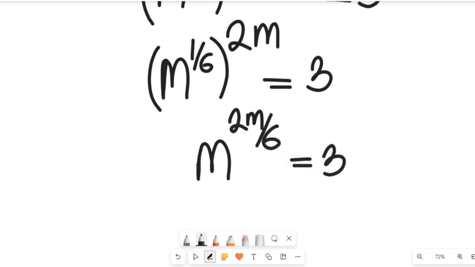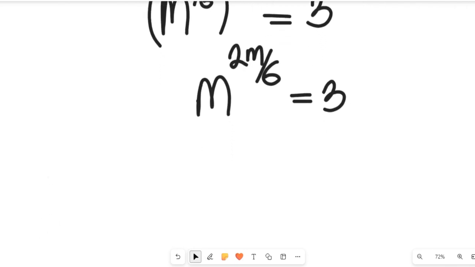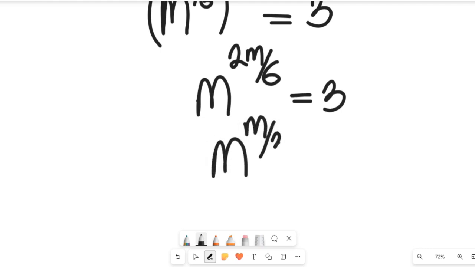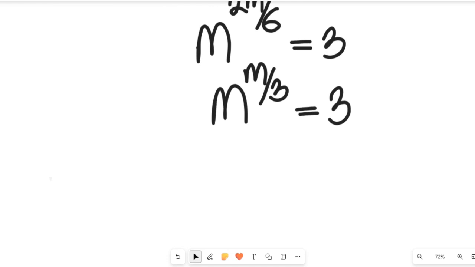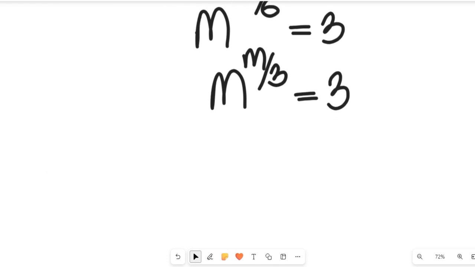Now 2m divided by 6, 2 divided by 6 is going to give us 3. So that will give us m to the power of m divided by 3, and this will be equal to 3. Great. Now that we have arrived at this point, what do we do? Now come to think about this.